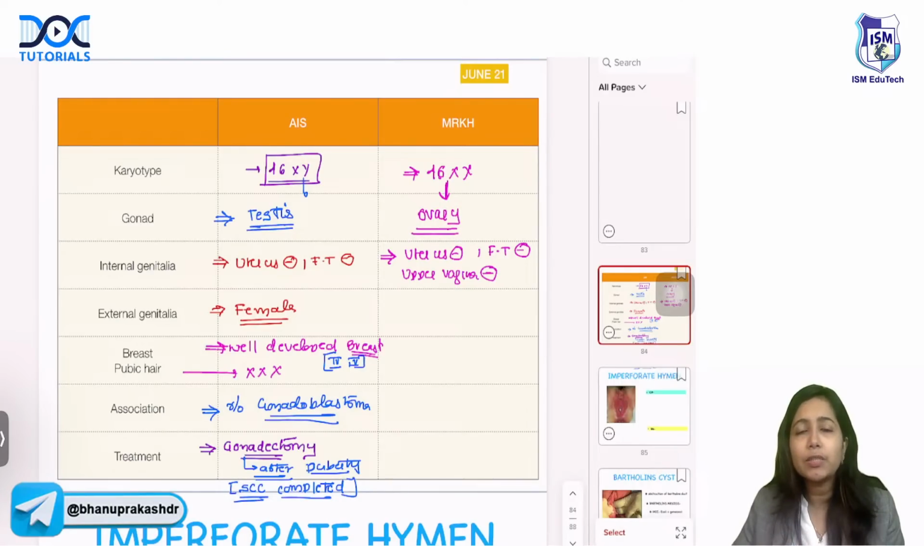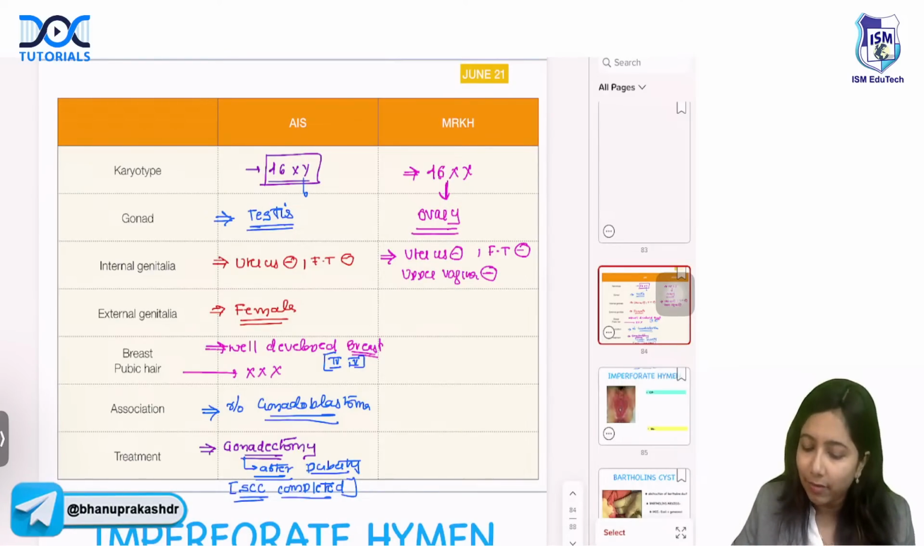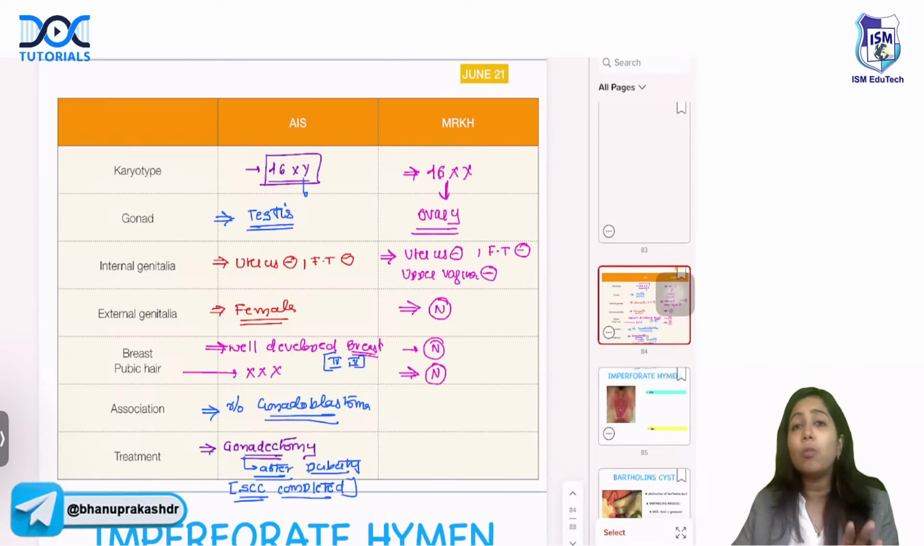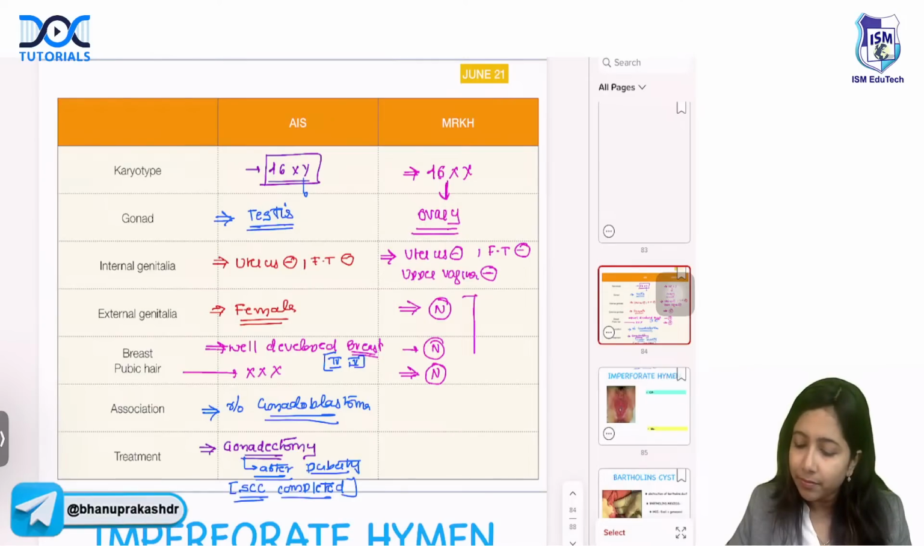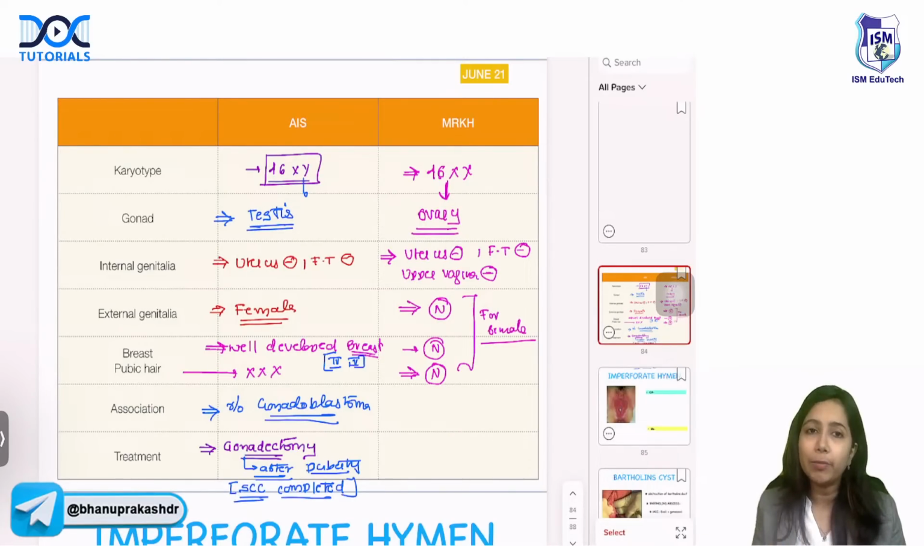They are basically, as we discussed, normal females themselves. So the breast development is normal. Pubic hair development is normal. The external genitalia is normal. All these are normal for a female. Normal female external genitalia, normal female breast development, normal pubic hair as in a female.